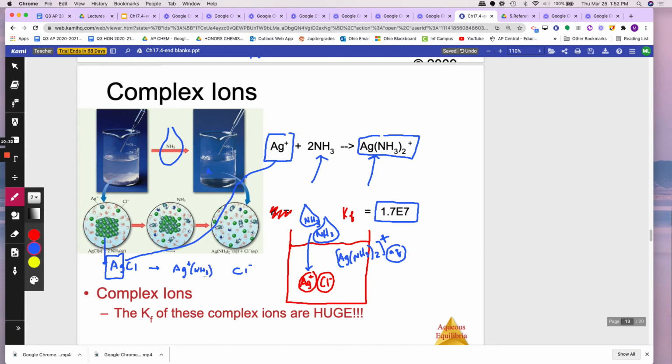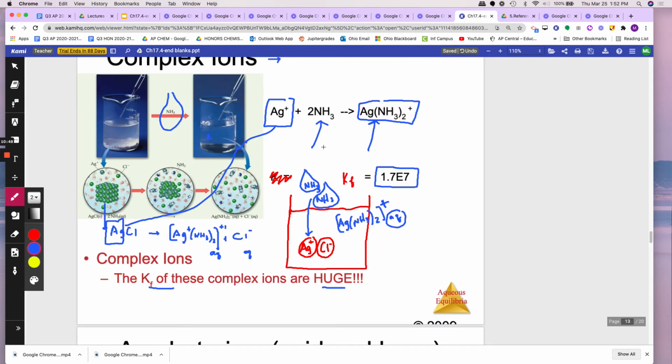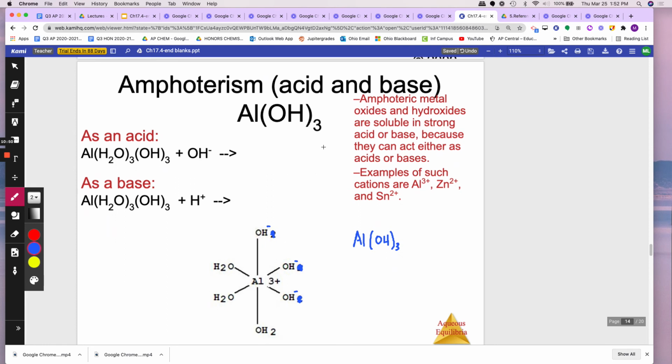which is fine because it's still dissolved anyway. The whole thing has a charge of +1. Both of these are dissolved in water. And the Kf formation is huge. So what do complex ions do? They increase the solubility. Okay.